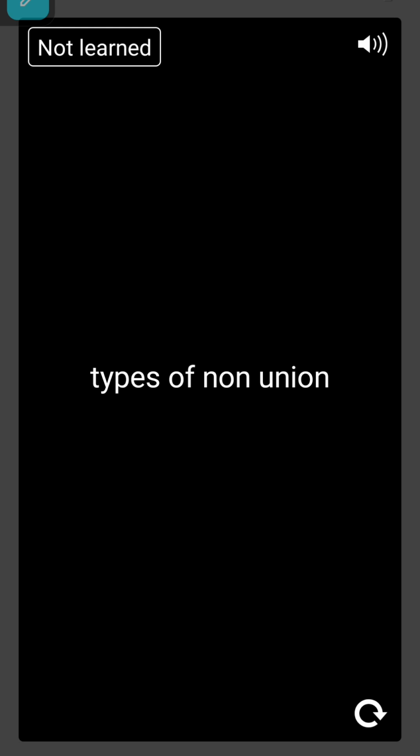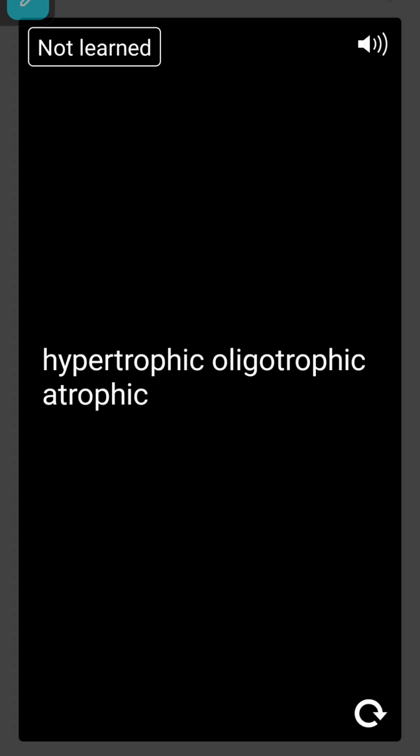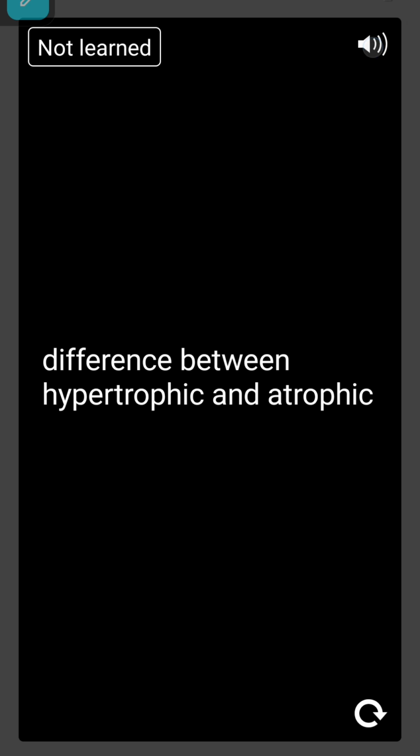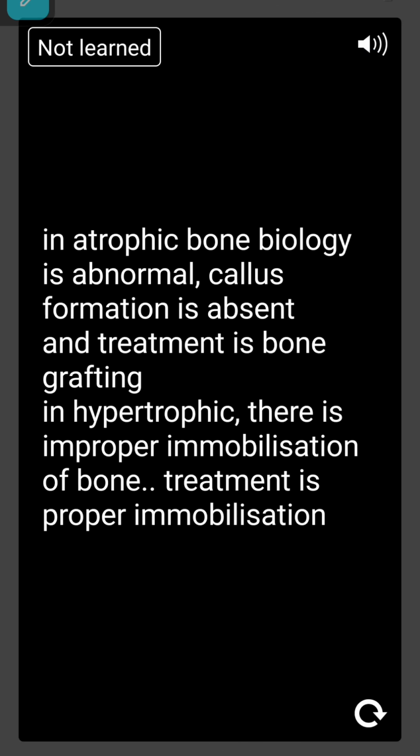Types of non-union: hypertrophic, oligotrophic, atrophic. Difference between hypertrophic and atrophic: in atrophic, bone biology is abnormal, callus formation is absent and treatment is bone grafting. In hypertrophic, there is improper immobilization of bone, and treatment is proper immobilization.